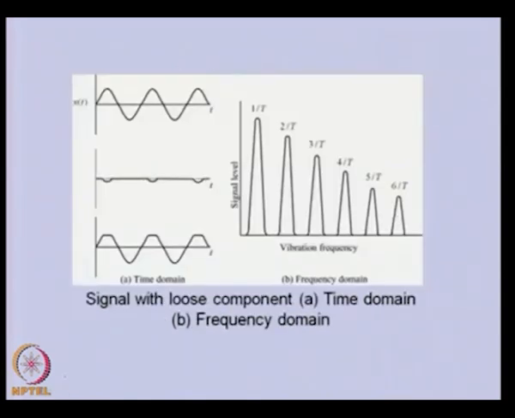So, if we see this particular signal in frequency domain, there will be a fundamental harmonic and then higher harmonics. For the intact shaft without looseness, we expect only a single peak, but because of the truncation, now we will have multiple harmonics of the signal present.